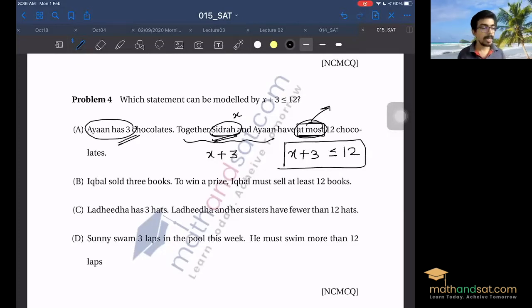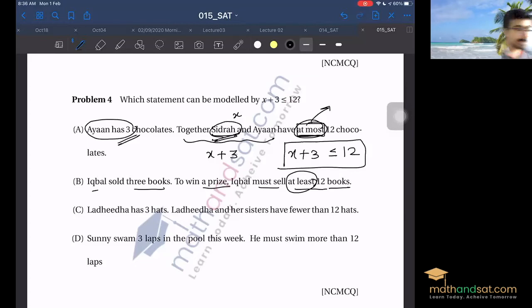Now let's look at the next option. Iqbal sold 3 books. To win a prize, Iqbal must sell at least 12 books. So I have already sold 3 books. To get a prize, I must be selling at least 12 books. So "at least" means what? Minimum. I should be selling a minimum of 12 books.